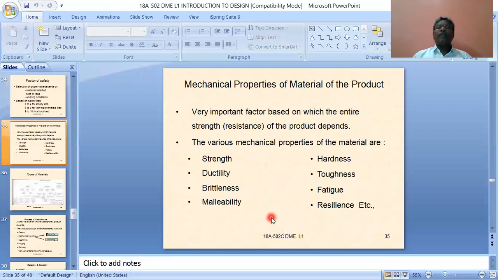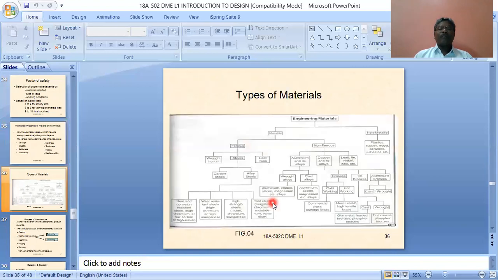And the mechanical properties of materials and the selection of material is one of the important factors on which the strength of the product depends. That's why the proper material is to be selected based on the mechanical properties. The mechanical properties are strength, hardness, ductility, toughness, brittleness, fatigue, malleability, resilience, creep, etc. Castable properties may also be there, such as machinability, castability, weldability.